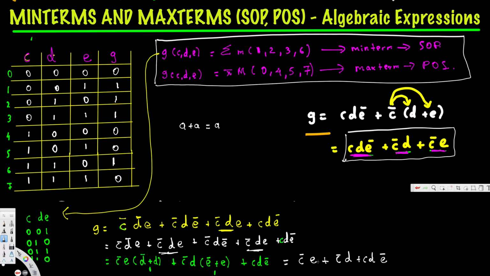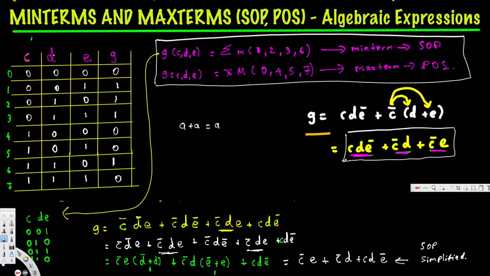Now you can see we derived the sum of products. This is the simplified sum of products, because we are summing the products. And that's it for this one.